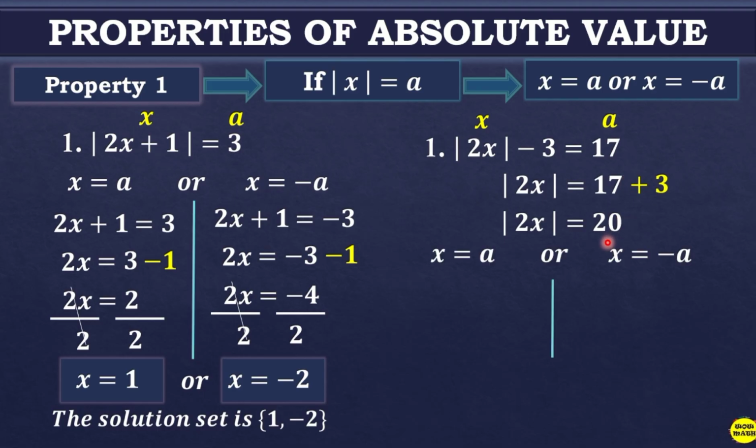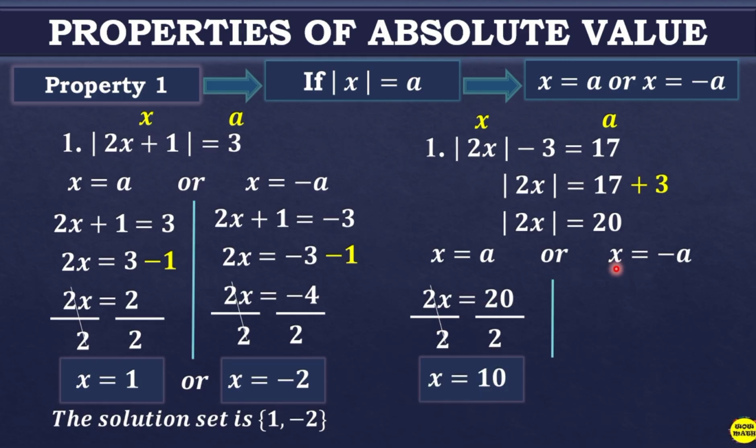Okay, so apply natin yung property. X is equal to a or x is equal to negative a. So, ito yung x, ito yung a. So, 2x, this is your x, is equal to a. So, is equal to 20. And then, divide both sides by 2. So, cancel na to. So, x is equal to 10.